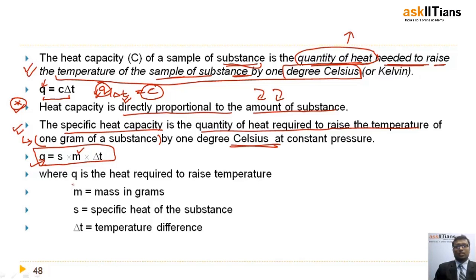So what is Q now? Q is again the heat required to raise the temperature. M is the mass of the substance. S is the specific heat. Remember friends, C is the heat capacity, S is the specific heat, right? So don't get confused. And delta T is again the temperature difference, which plays an important role in calculating heat capacity also.